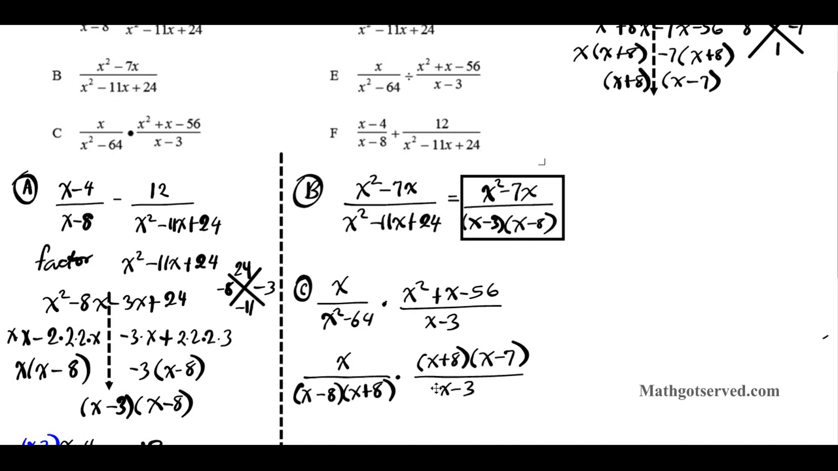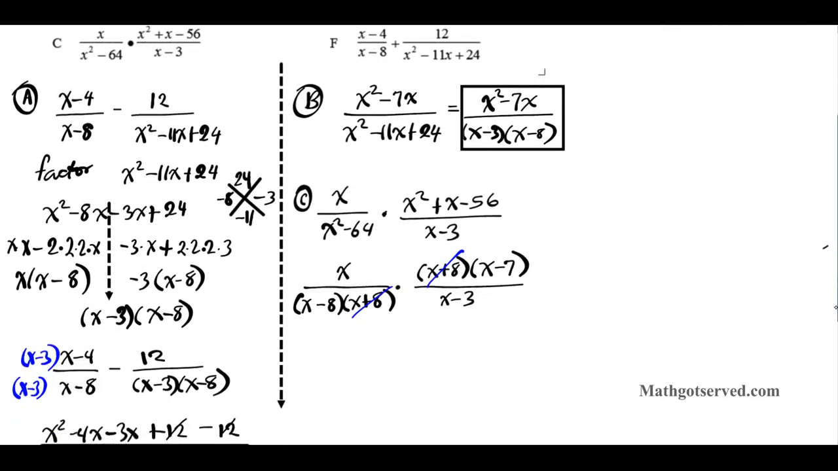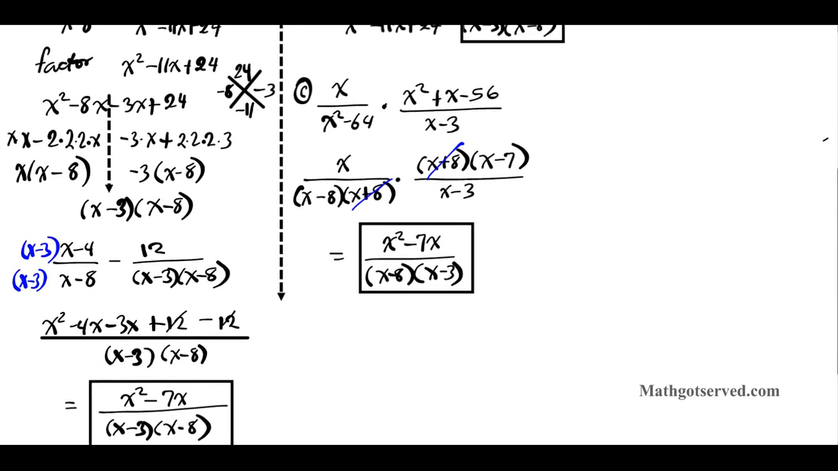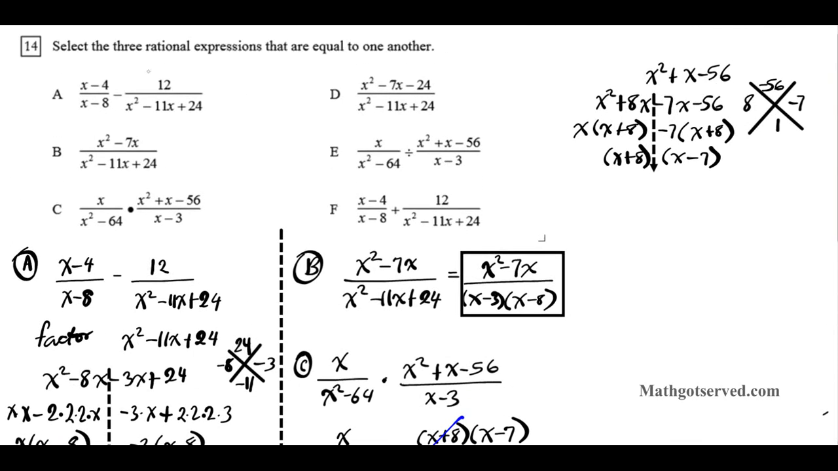Okay, so what do we have in this situation? You see that the x plus 8 cancel out, and to multiply the numerator, we have x squared minus 7x divided by x minus 8 times x minus 3. All right, so that goes another solution that we have. And if you notice, B, C, and A are all identical. Okay, so the question was, which rational expressions are equal to one another?